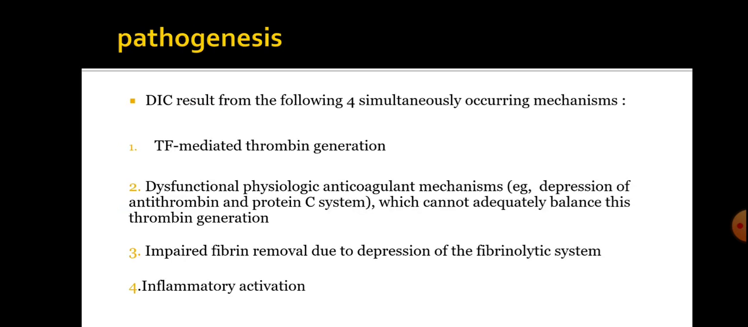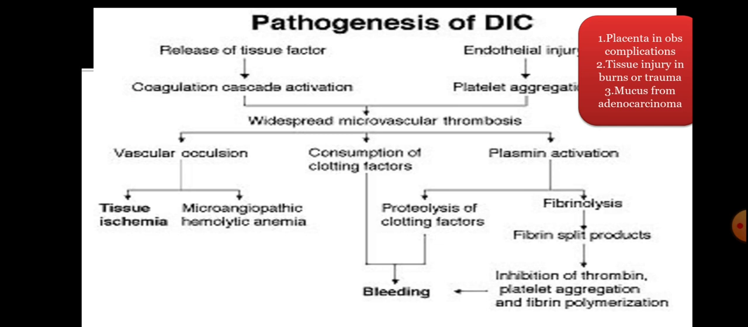The pathogenesis of DIC results from 4 simultaneously occurring mechanisms: tissue factor mediated thrombin generation, dysfunctional physiologic anticoagulant mechanisms which cannot adequately balance this thrombin generation, impaired fibrin removal due to depression of the fibrinolytic system, and inflammatory activation. This is the most important slide of this topic, the pathogenesis of DIC.